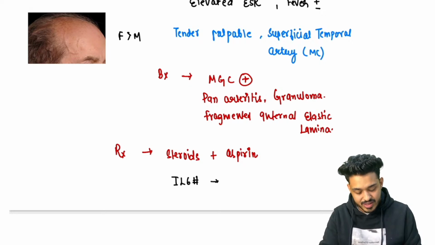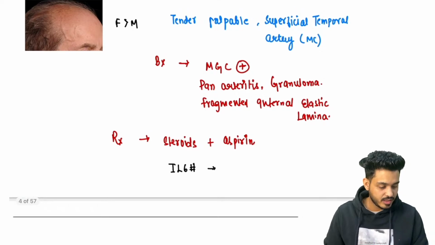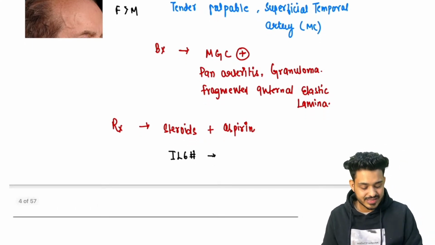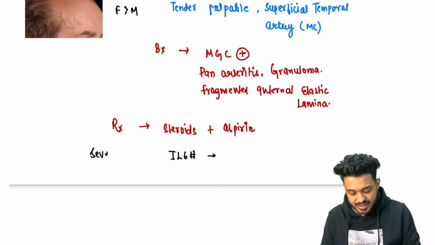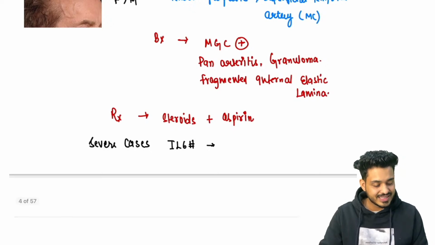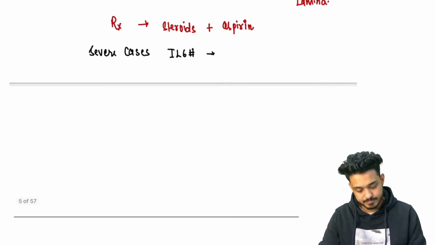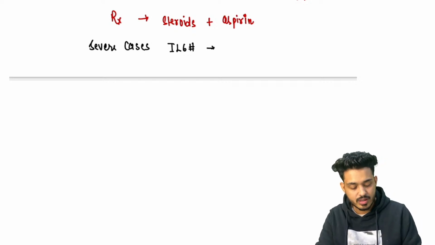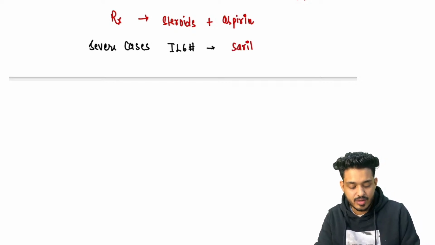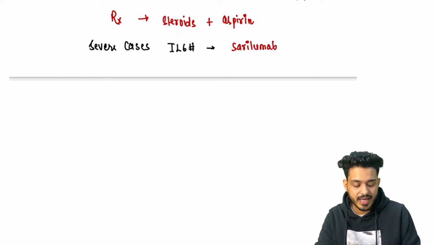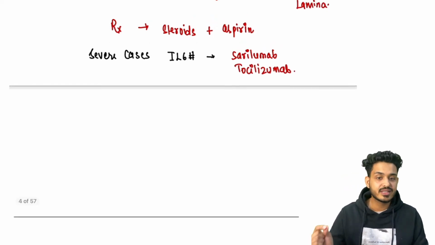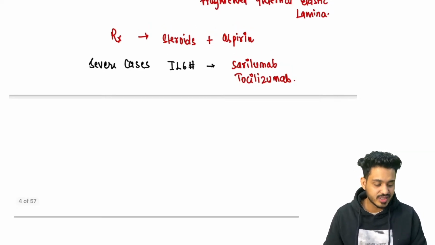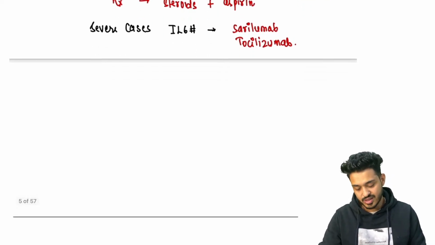Can anyone tell me what these interleukin 6 inhibitors are? What interleukin 6 inhibitor are we going to use in severe cases of giant cell arteritis? I'm waiting for your response. That is going to be sarilumab or tocilizumab. These are going to block the cytokine storm. We have also used these drugs in cases of COVID-19 as well, right? Tocilizumab, very good, Anas. That is going to be your tocilizumab.